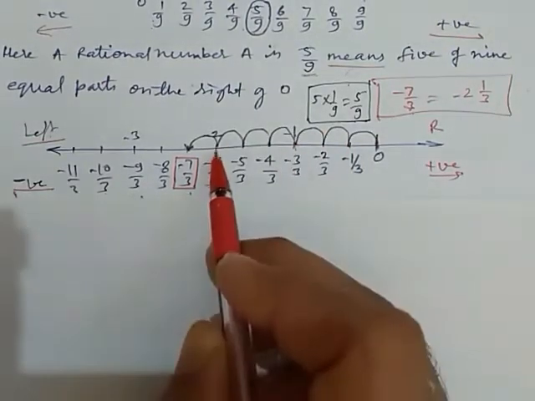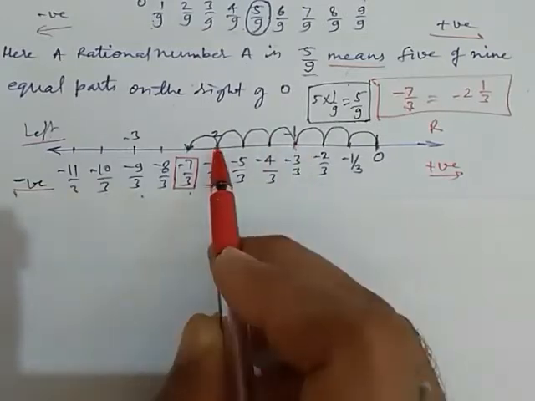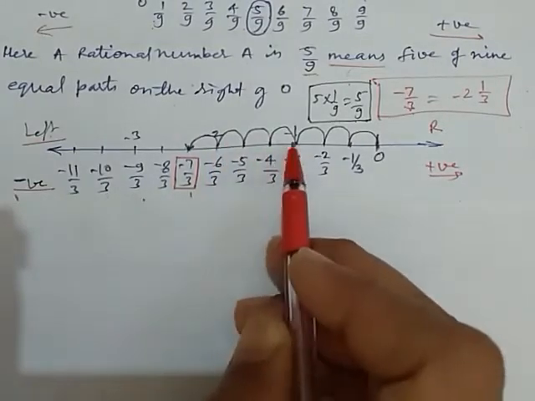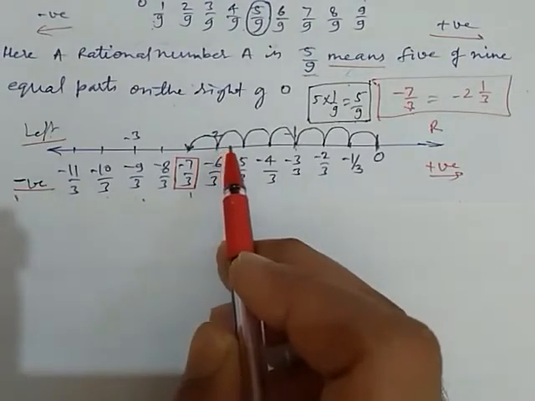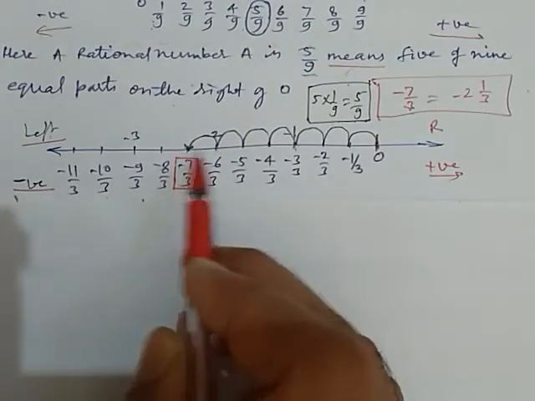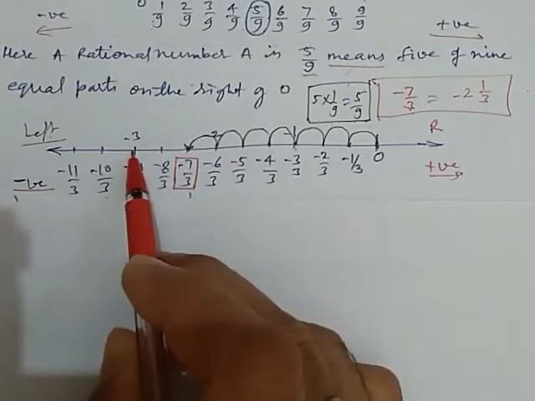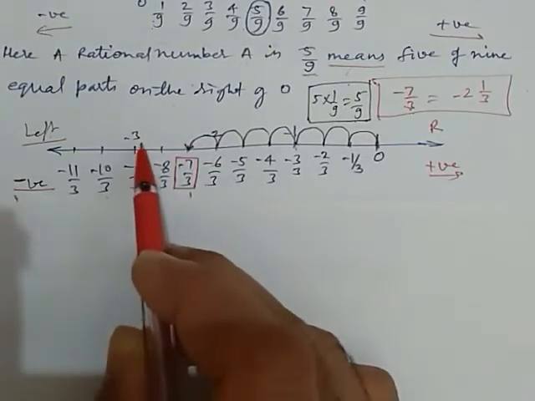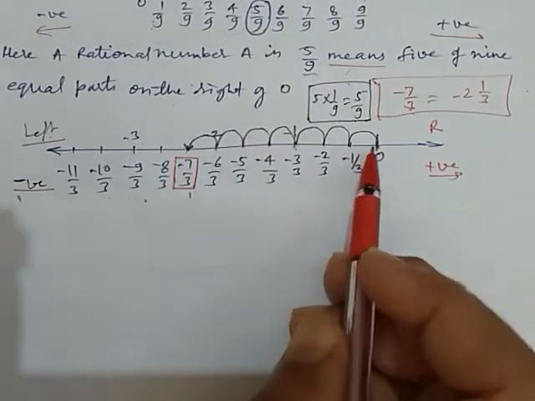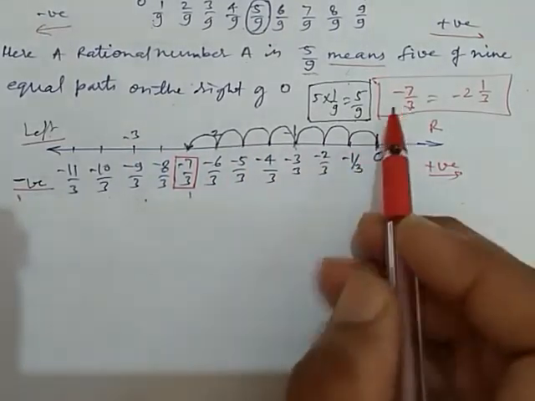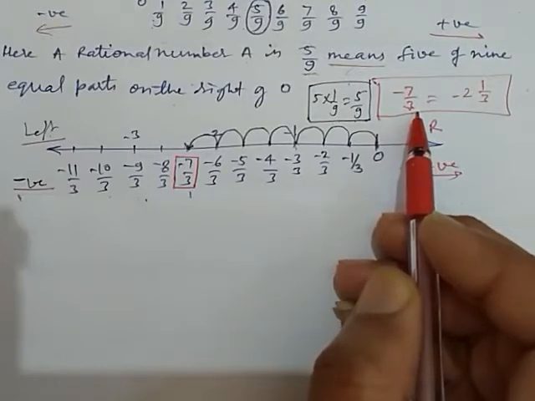This is the second 1 unit, that is 1 and 2. Between 1 and 2 there is 1 unit, so again we divide it into 3 equal parts. Then the third unit, here 2 to 3, and again we divide it into 3 equal parts. In this way we first divide each unit into 3 equal parts because the denominator is 3.